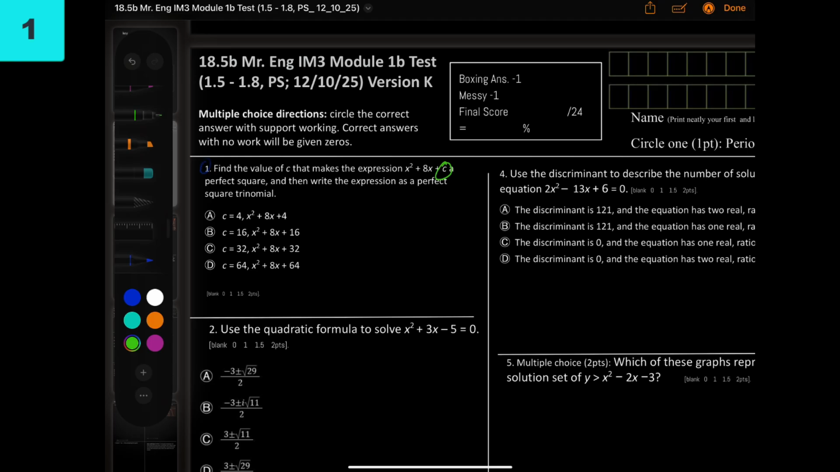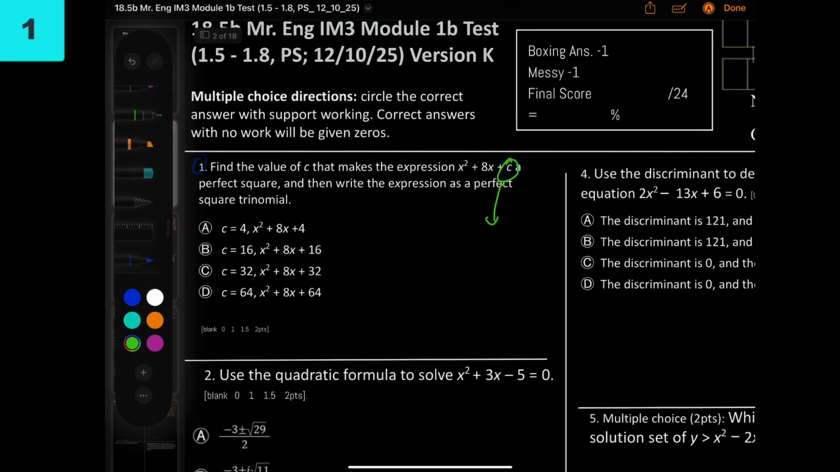So that formula is just (b over 2) squared. And my b value is 8. So I have 8 divided by 2 squared, so that'll be 4, and then that'll be 16. So my c value is 16, and that'll be choice B.